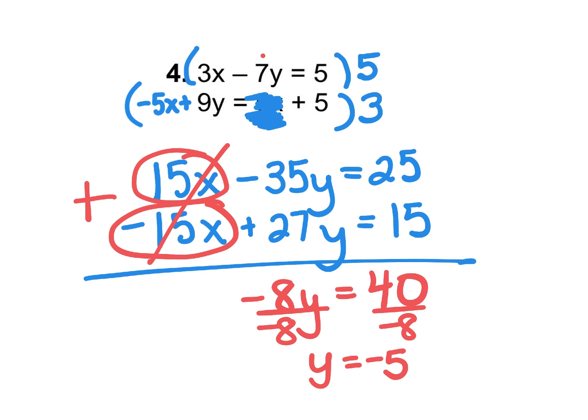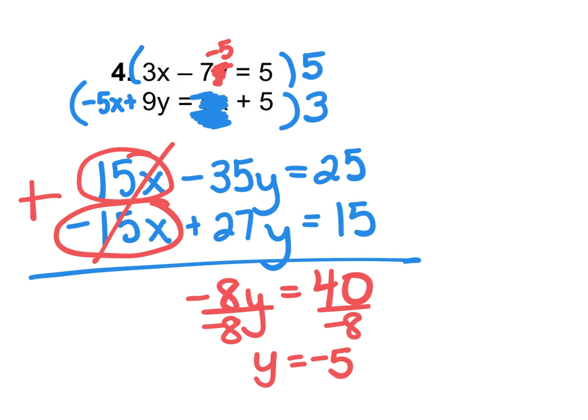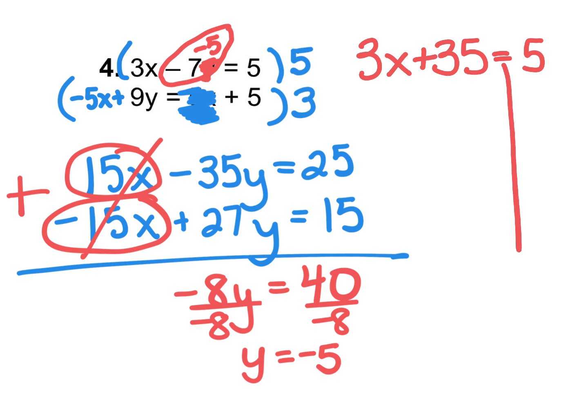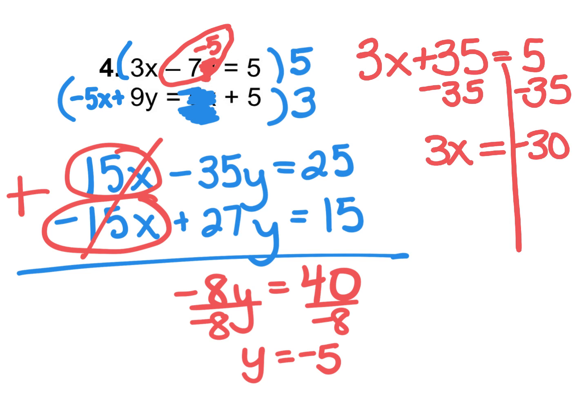We'll take that back to the original equation, any one of the equations, and put the negative 5 in place of y. I'm using the top equation, and it would now become 3x plus 35 equals 5, because I'm multiplying the negative 7 and the negative 5. Then I'd solve this equation. I'd have 3x equals negative 30, and x equals negative 10.